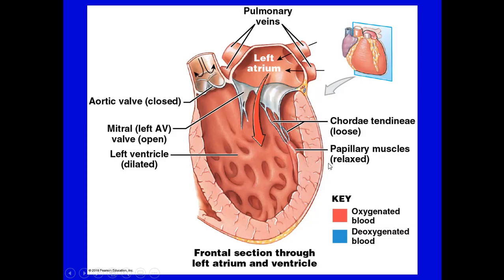So, here we have the pulmonary veins, the delivery into the left atrium, and the passing through the mitral AV valve. The left ventricle is dilated. Chordae tendineae are loose. The papillary muscles are relaxed. You have a flow of oxygenated blood here, and we notice that the aortic valve is closed. The pressure has to develop sufficiently so that it will push this open and the flow of blood will go through. As this pressure is building up, these muscles will eventually contract to force as much blood through in that single stroking motion.